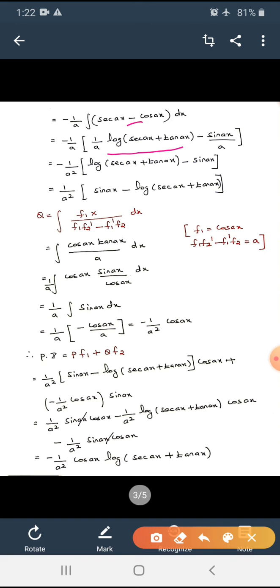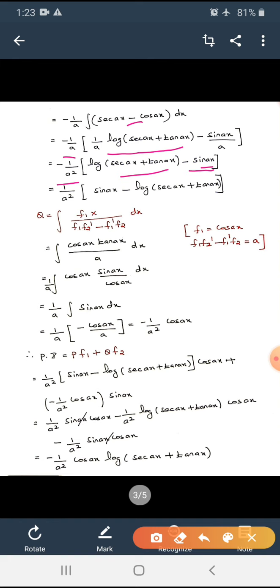That is equal to, now in the first term and second term 1 by a is common. You can take the constant term outside. So minus 1 by a in the front, and one more 1 by a will come. So minus 1 by a into 1 by a is minus 1 by a square. Write the remaining terms: log secant ax plus tan ax minus sin ax. Now you can multiply this minus sign inside. So you will get 1 by a square into this term. The sin term will become positive and the log term will become negative. So we get sin ax minus log of secant ax plus tan ax. So we have calculated capital P value.